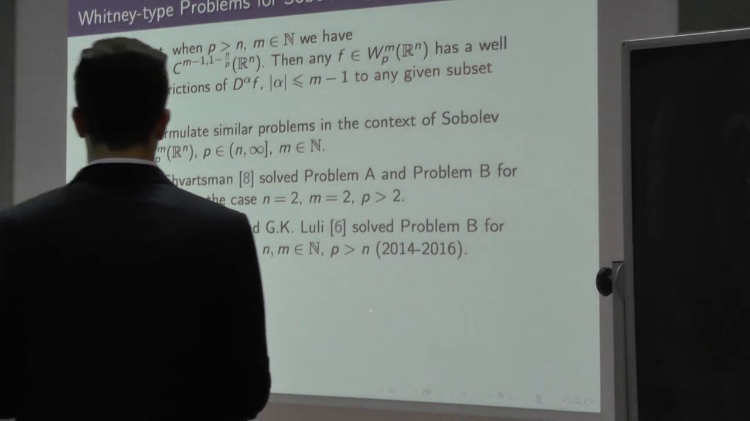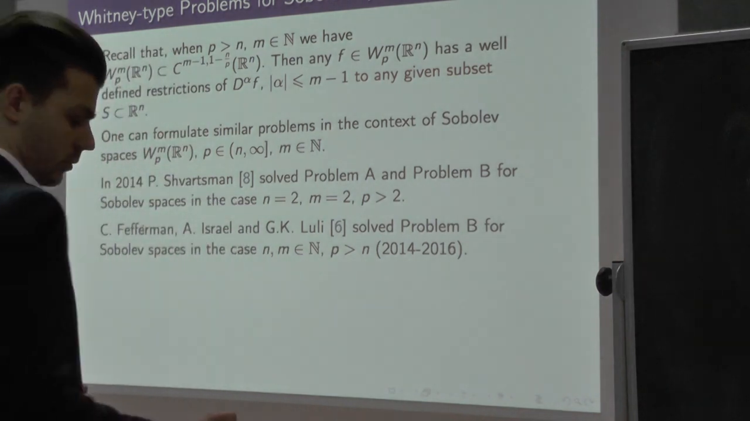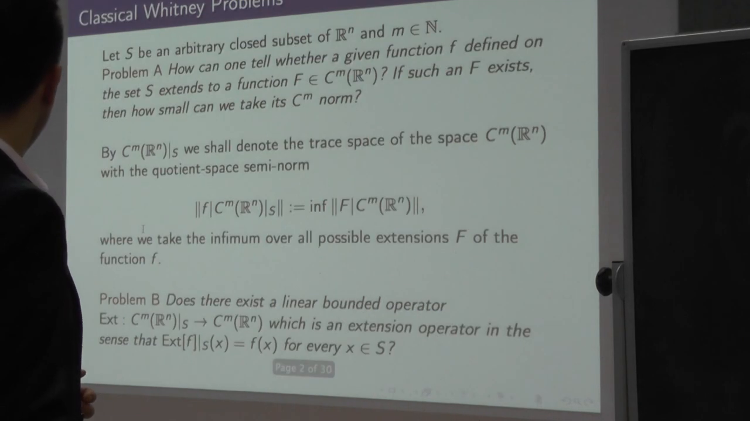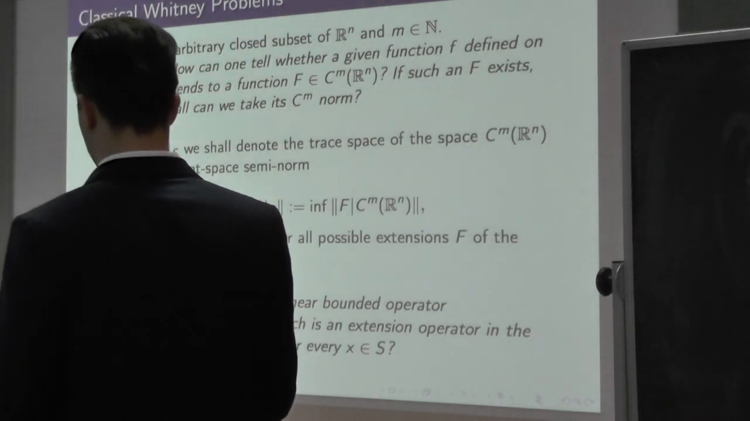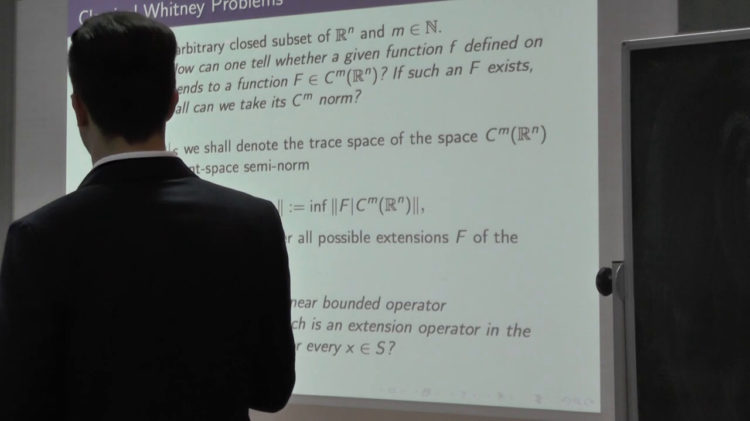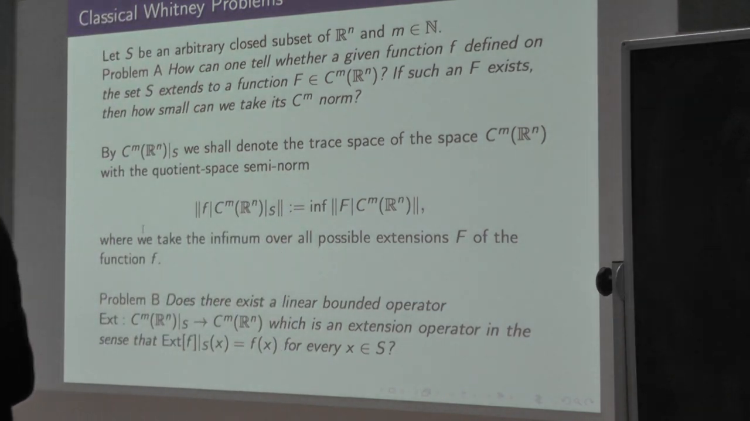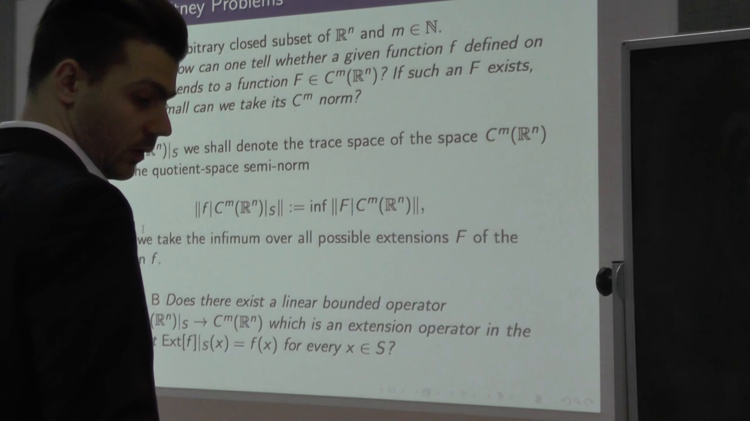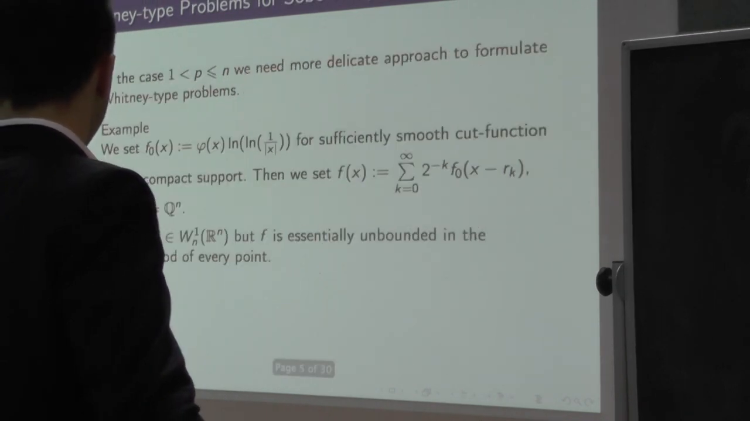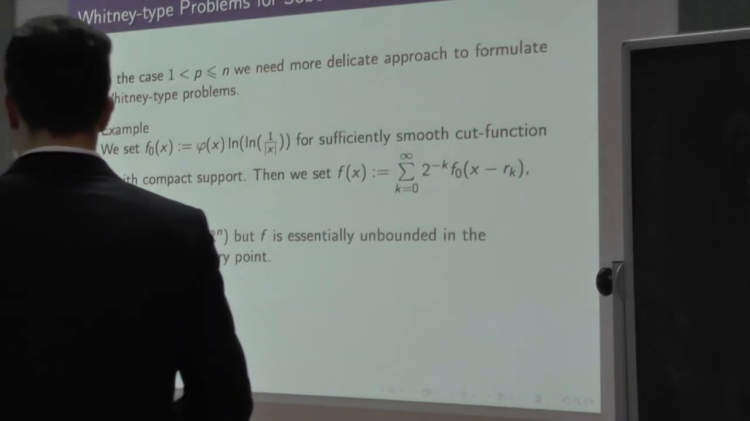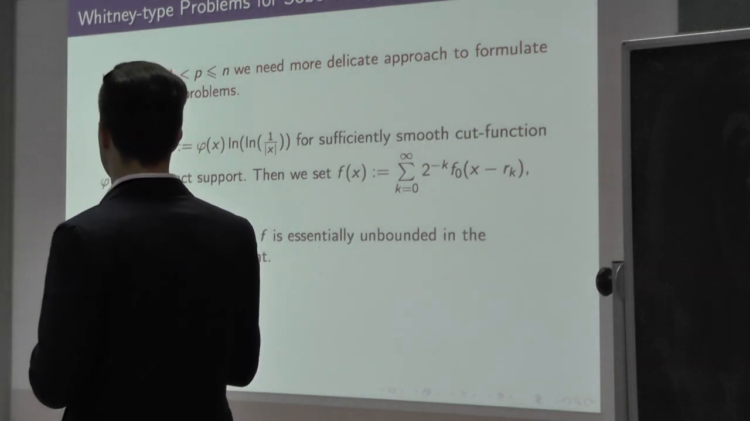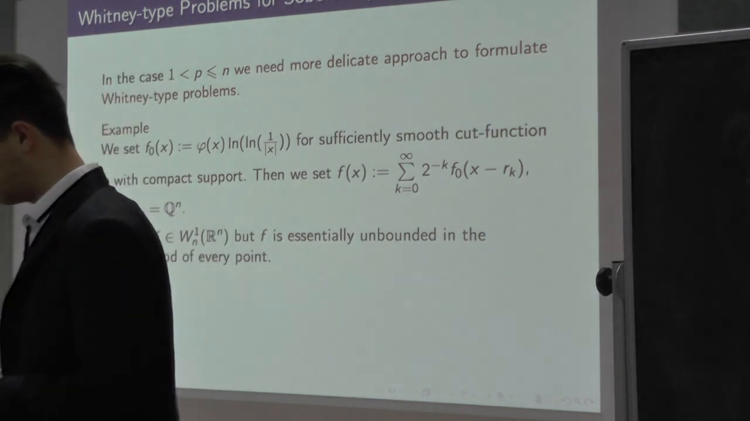Nevertheless, I would like to say that problem A is more difficult than problem B. And problem A is still unsolved for the case n bigger than 1 and p bigger than 1 for Sobolev spaces. But a special interest for us is the case p less or equal to n and p bigger than 1.